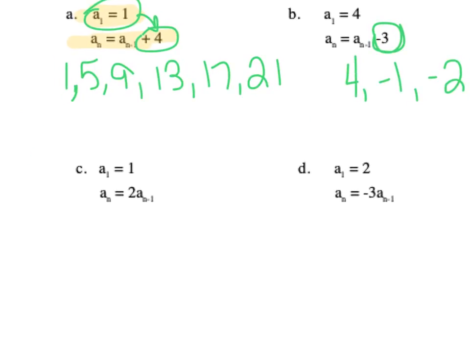These bottom 2 are geometric. I have my first term is 1. It tells me my common ratio is 2, so I'm multiplying by 2 each time. 1 times 2 is 2. 2 times 2 is 4. 4 times 2 is 8. 8 times 2 is 16. 16 times 2 is 32, and so on.